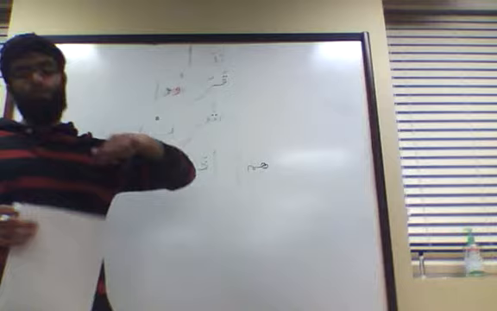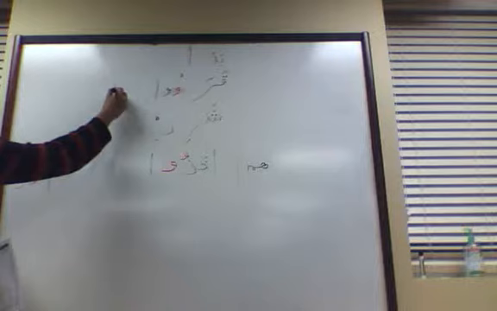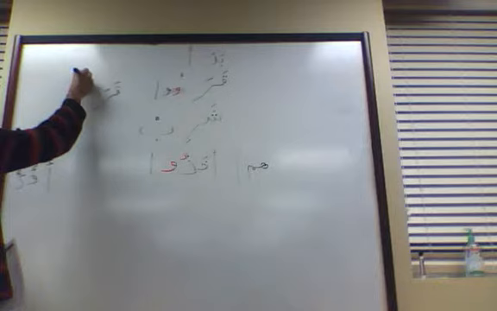Okay, so let's start from the beginning. Qara'a, qara'u, qara'at. After qara'at, they're all the same: qara'ta, qara'na. When you go to qara'na, to all of them, you take the hamza and just put a sukun. Qara'na, qara'ta, qara'tuma.